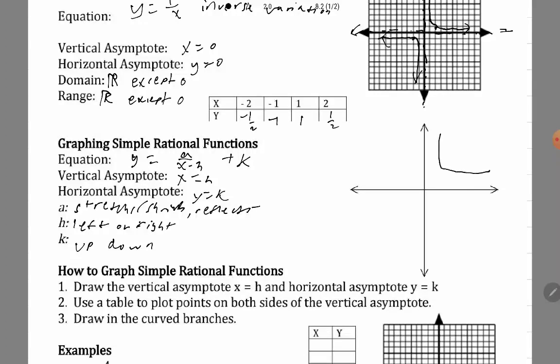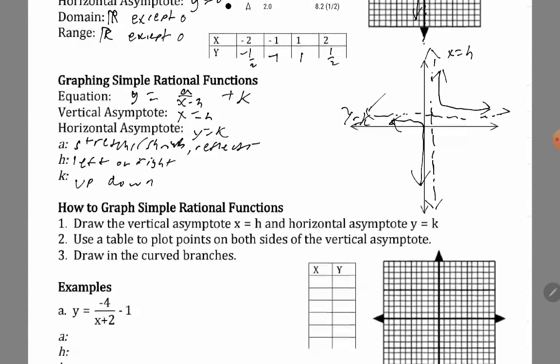So just to draw a general example, it'll look something like that. This is our vertical asymptote at x equals h, and then our horizontal asymptote at y equals k. And then it'll look something like that. Okay, let's do a real example.